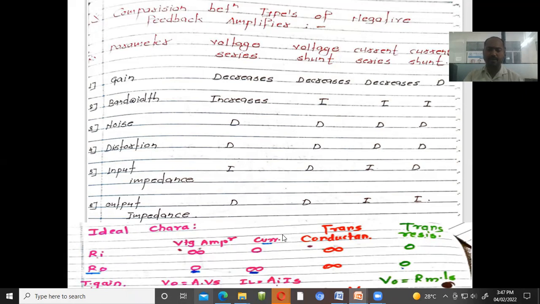For the current amplifier, the output is IL, which is the current gain times the applied input current, so AI times IS. For the transconductance amplifier, it is GM times whatever voltage is applied. GM is the transconductance applied across it. So for that purpose, the output is the transconductance times the applied input.